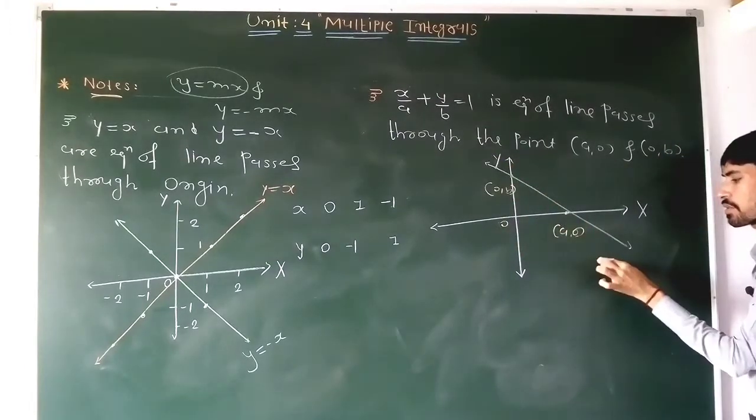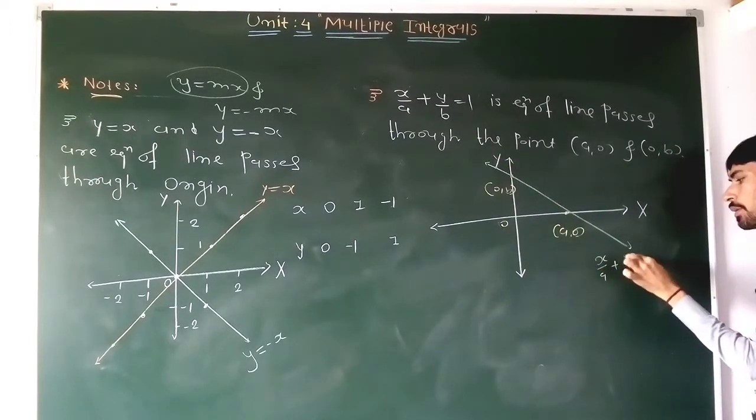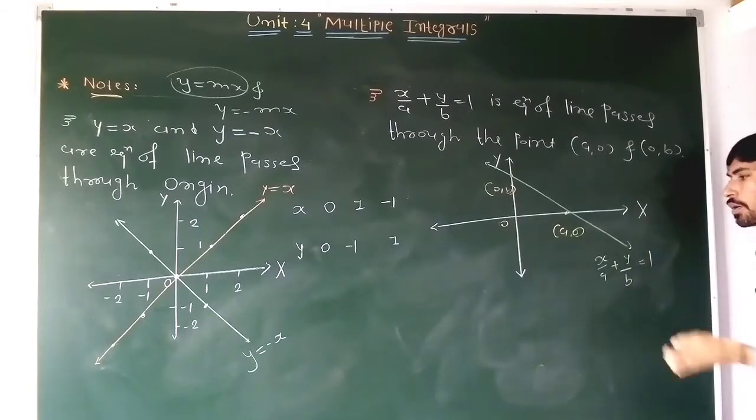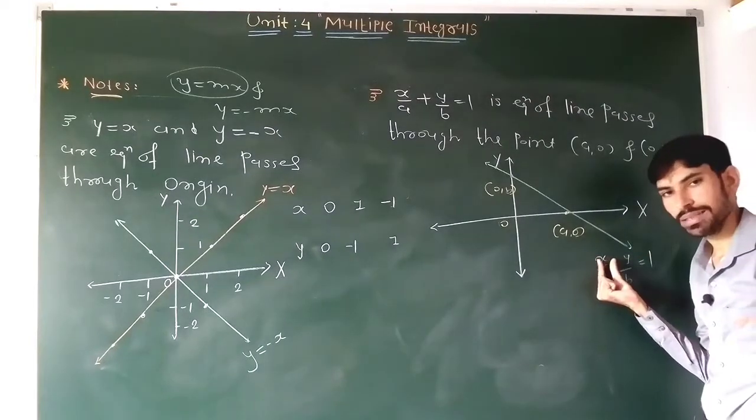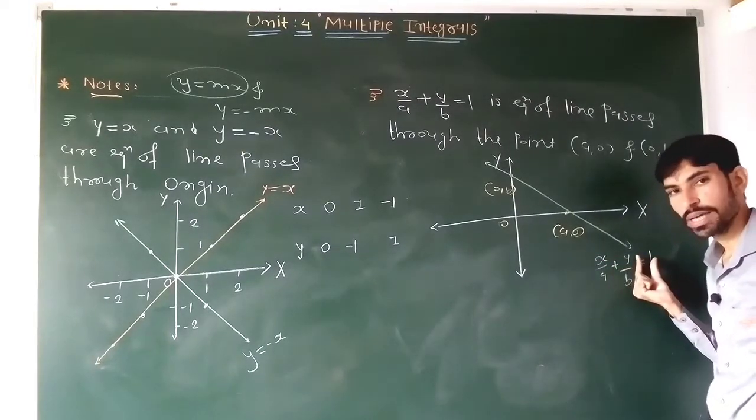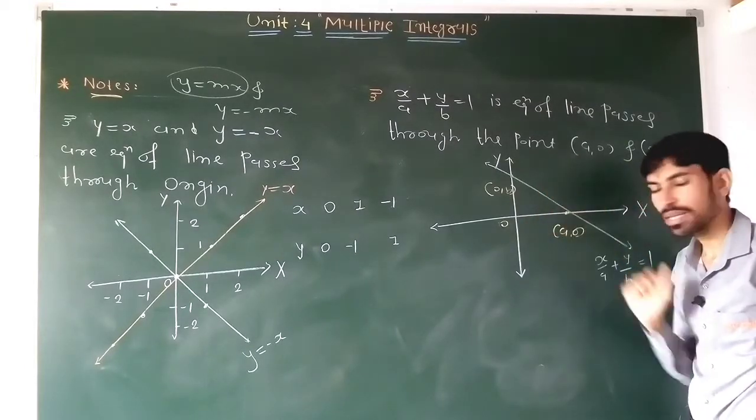So this is the equation x upon a plus y upon b is equal to 1. So our line x upon a plus y upon b is equal to 1, which points will it pass through? A0 and 0b.